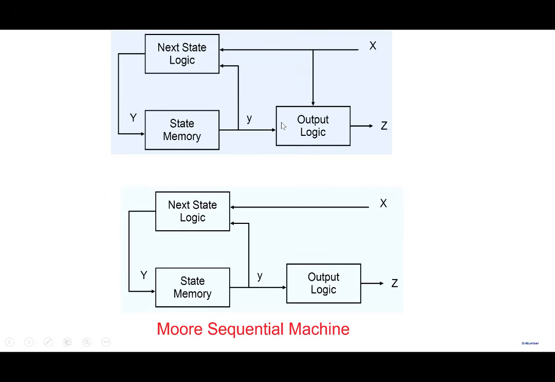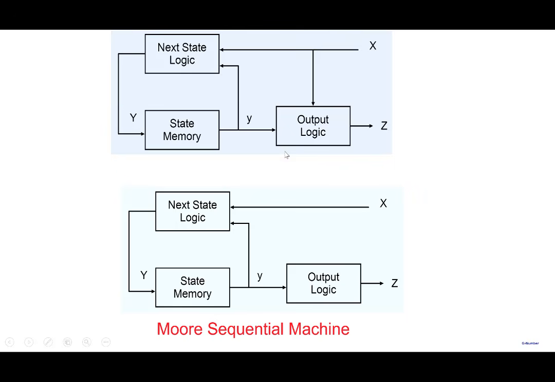Both of them are equal in the sense that they can be used to design sequential circuits for any particular problem. They have their own advantages and disadvantages. We'll not go into those aspects. Most of the time we'll do our sequential circuit design using the Mealy sequential machine approach, and in a few cases we may see where the Moore sequential machine is used.